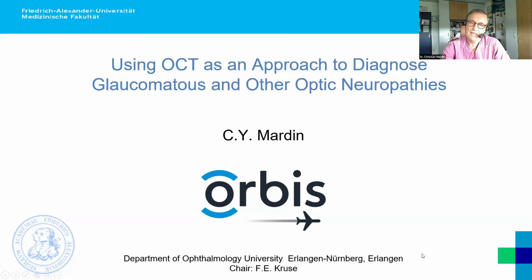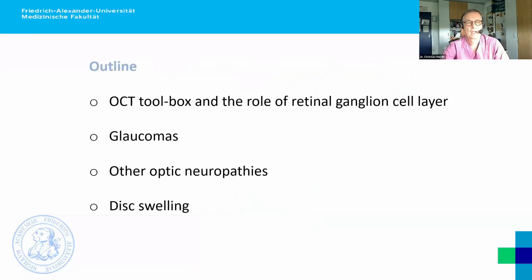Thanks to Orbis for inviting me to give you this talk about using OCT as an approach to diagnose glaucomatous and other optic neuropathies. My name is Christian Mardin and I work as an ophthalmologist in the University Hospital of Erlangen. My outline today is just to introduce you the OCT toolbox and the role of the retinal ganglion cell layer measurement. We'll talk about the appearance of glaucomas, other optic neuropathies, and in the end, we will discuss a little bit about disc swelling.